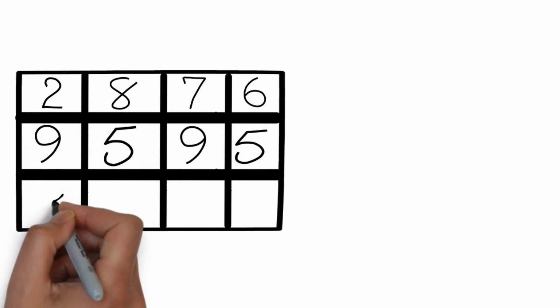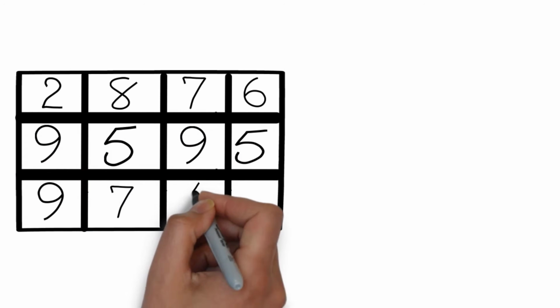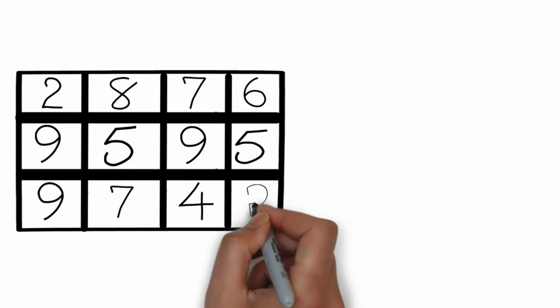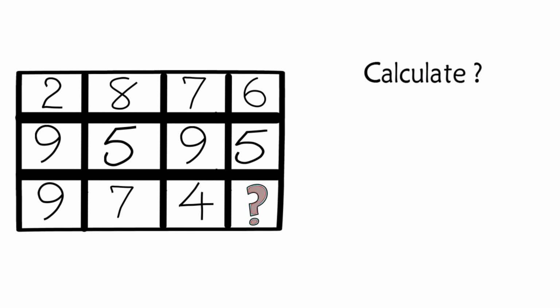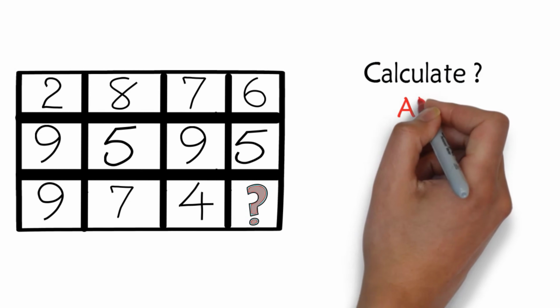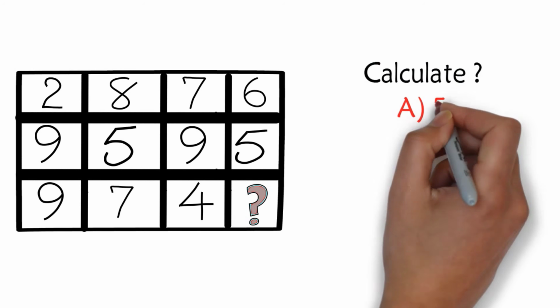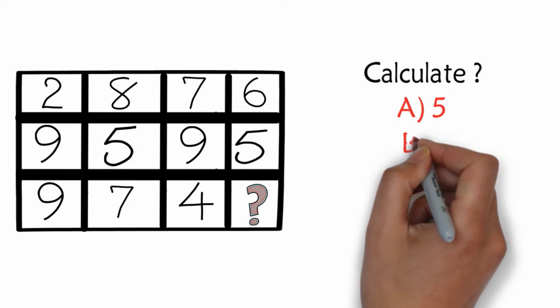And the third row has numbers 9, 7, 4, and one number in the bottom right corner is missing. And this is exactly what you need to calculate. You can choose from one of 4 different choices. Choice A, 5. Choice B, 7.